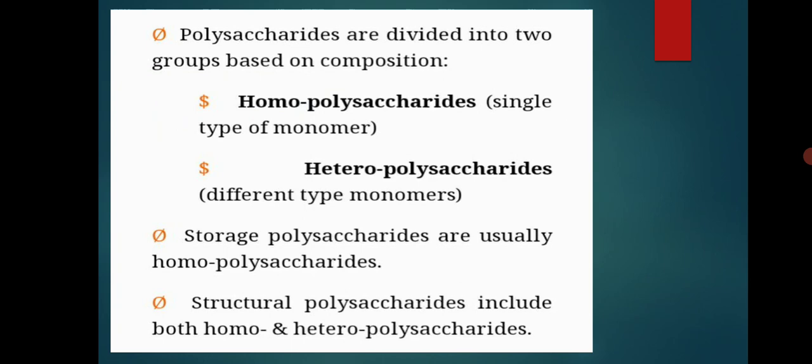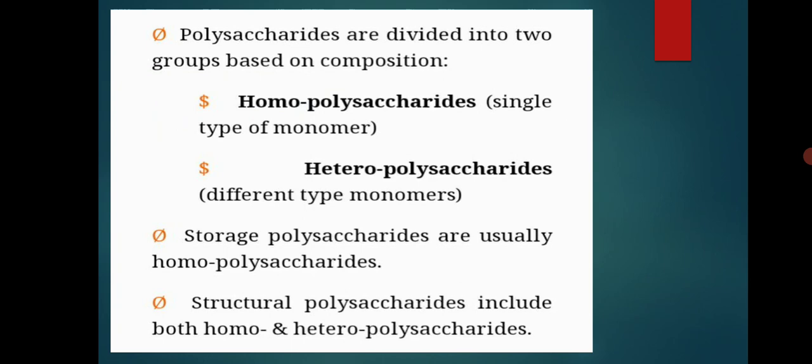Homo means same, similar. So homopolysaccharides are made up of a single type of monomer. Opposite is heteropolysaccharides. Hetero means different. The polysaccharides which are made up of different units are called heteropolysaccharides. अब ये homopolysaccharides और heteropolysaccharides where they are being found.